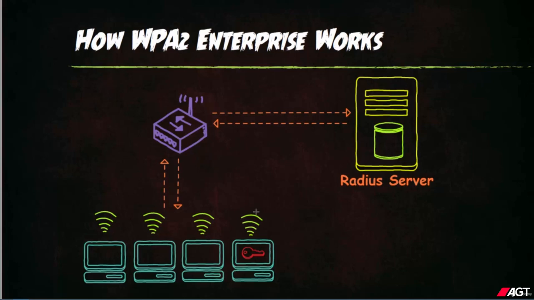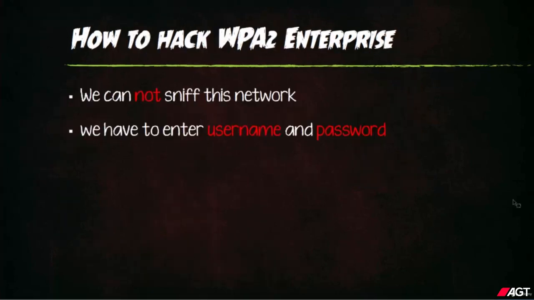In the next video, we are going to see how we can hack this network. The WPA2 Enterprise network is totally encrypted, so we cannot sniff this network. Like in the captive portal, the network was open, and we were able to connect to this network and perform a man in the middle attack. Over here, the network is totally encrypted, so we cannot perform any of those attacks, right? Before doing anything else, we have to enter the username and password.